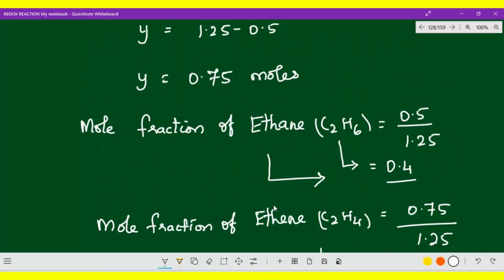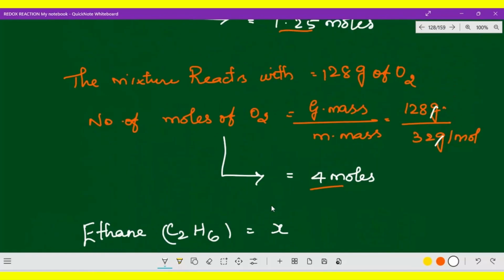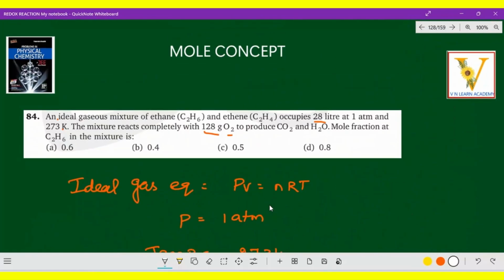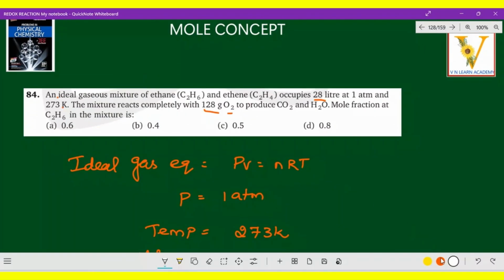So in the question they are asking about ethane. So ethane, what is it? 0.4, right? So this is 0.4. Ethane, C2H6, is 0.4 and ethene is 0.6. So in the question, only ethane they are asking, no?